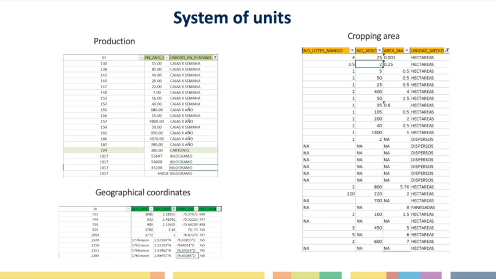There could be different ways to register each one of the values in terms of area. So it could be hectares, and there could be another register that says that the cultivation is dispersed, or it can even be recorded as a bushel. So it's indispensable to understand the measurement unit that we're going to use in order to analyze our data.